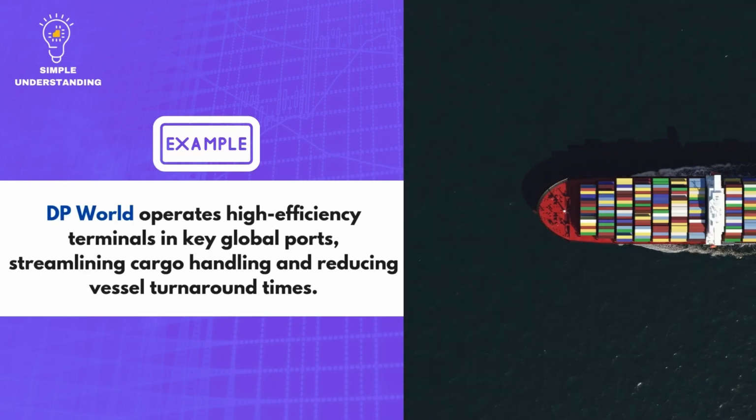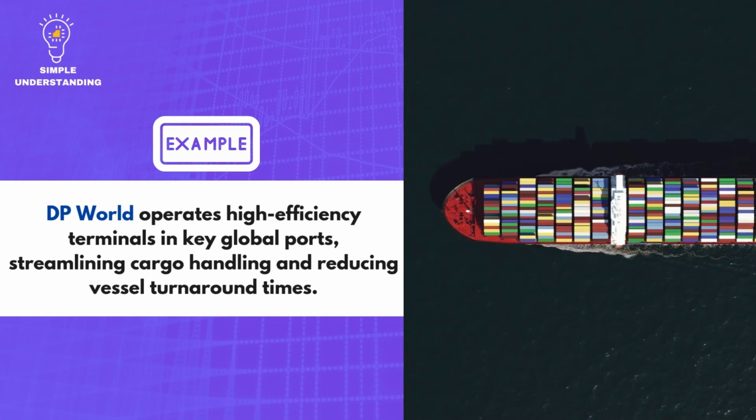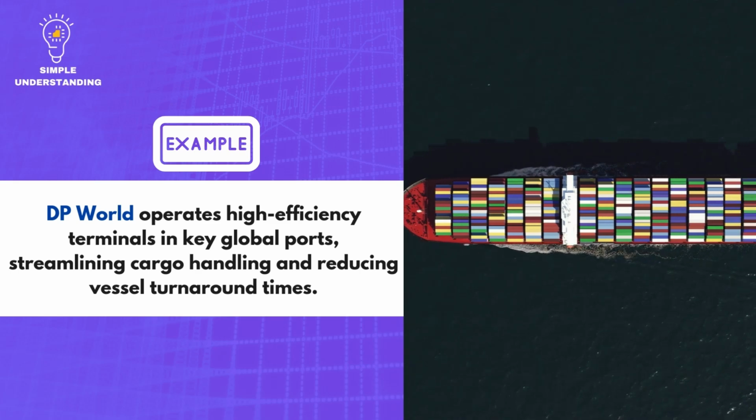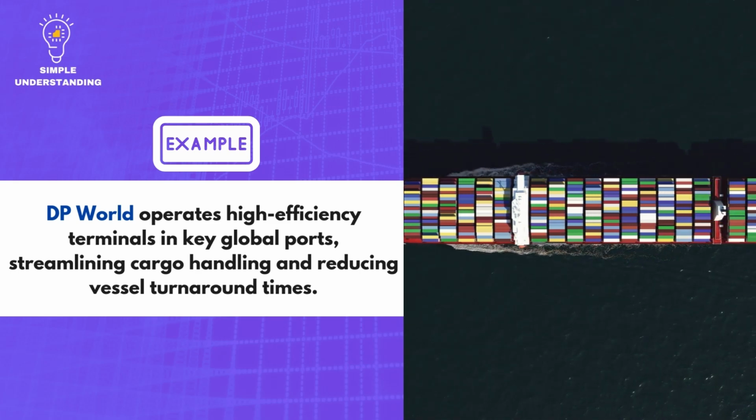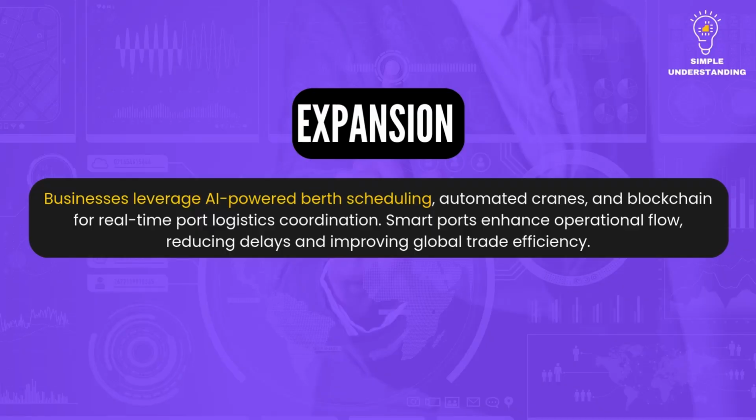Real company example. DP World operates high-efficiency terminals in key global ports, streamlining cargo handling and reducing vessel turnaround times. Expansion. Businesses leverage AI-powered berth scheduling, automated cranes, and blockchain for real-time port logistics coordination. Smart ports enhance operational flow, reducing delays and improving global trade efficiency.